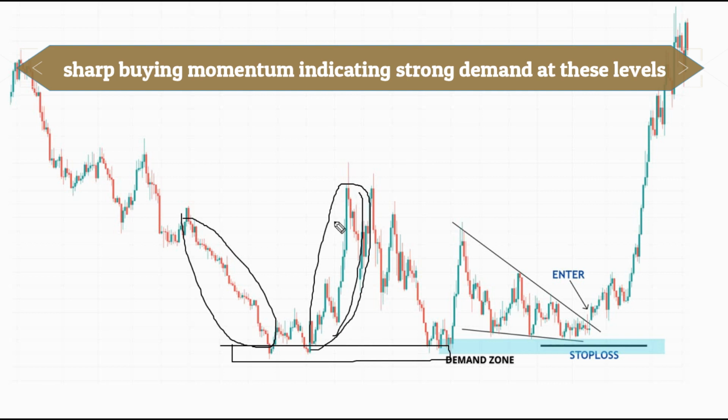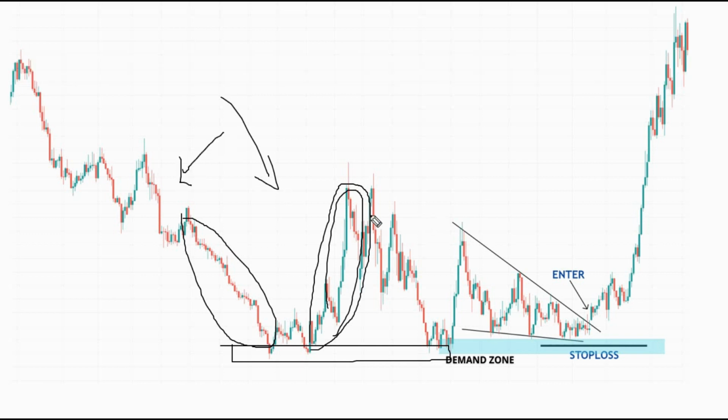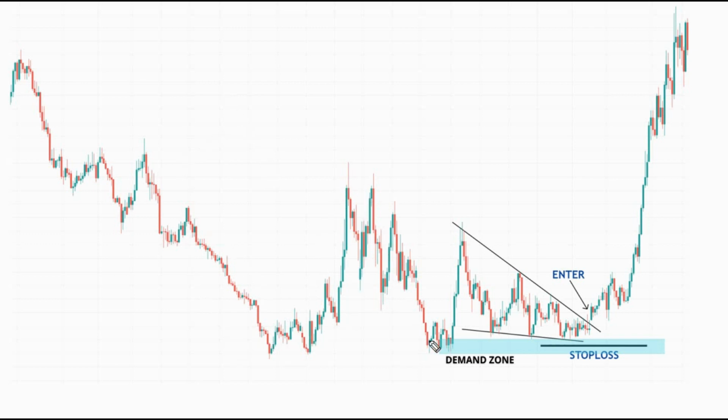So after this strong buying, again these sellers pushed the prices towards the downside. But what happened? After coming to these levels, again we saw a strong buying momentum. So this is indicating that this price area is very, very important for the demand side.